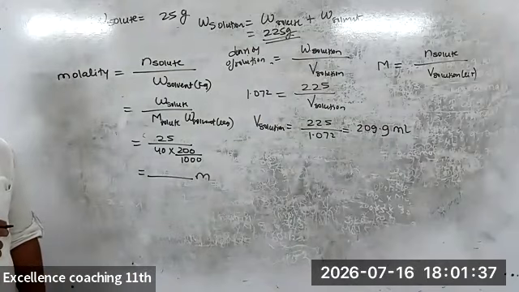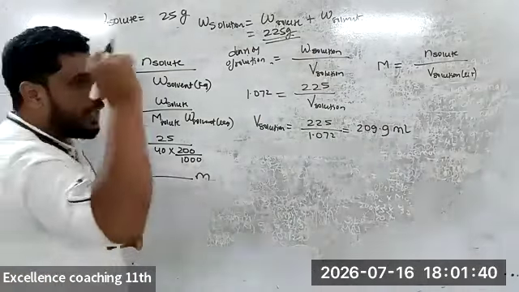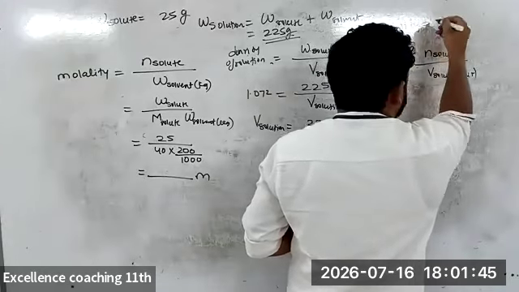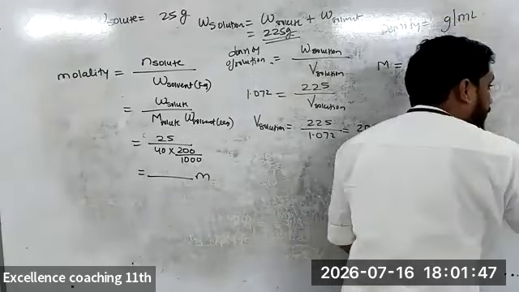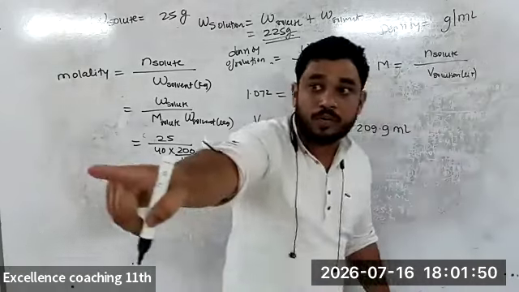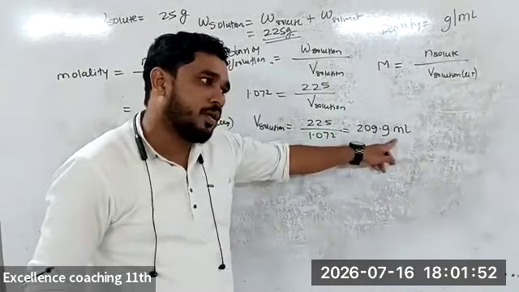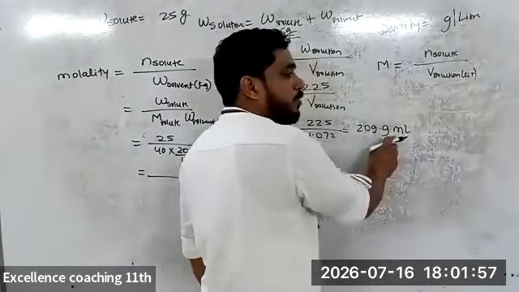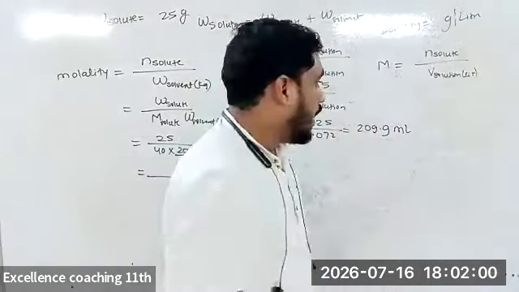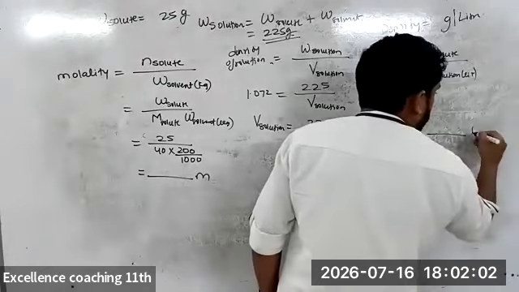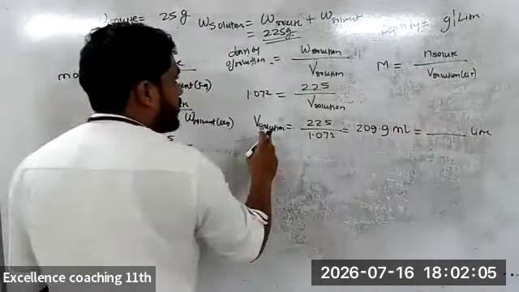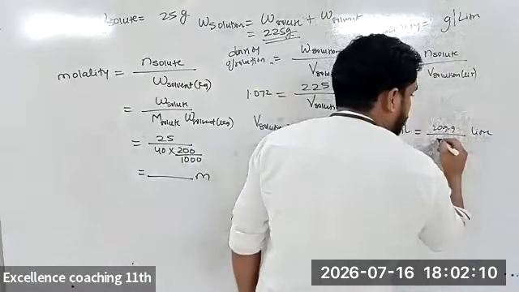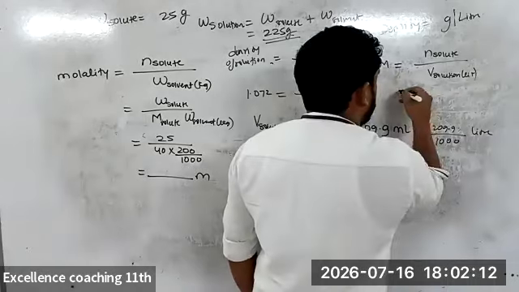Be careful in this case. Since density is given in grams per ml, the answer comes in ml. Sometimes they will give grams per liter, so your answer will be in liters directly. Now I have to convert this into liters, because my volume should be in liters. So I will divide 209.9 by 1000.